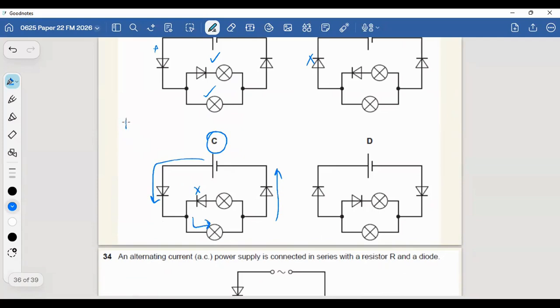Remember one more thing. Students get confused at that. If the diode, this end is positive, this is negative, and it's connected with another diode in the similar manner, then this is allowing the current. If instead it is connected with another diode in the opposite direction, this will not allow the current to flow through it. This will be reverse biasing or it will block the current. So this was blocking the current, and from this path the current was flowing. So only this was the option where one of the lamps was lit.